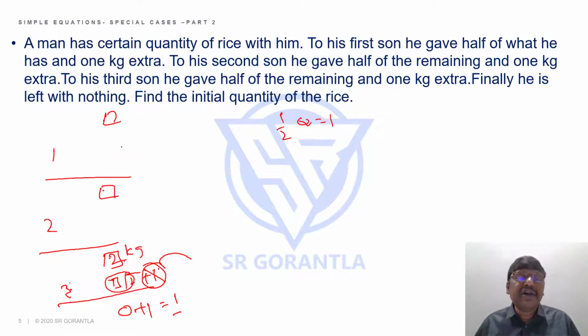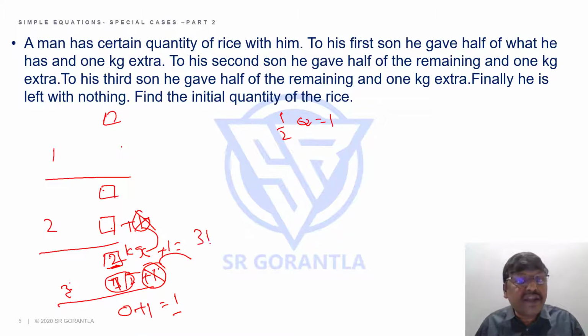If you want, you can check. 2 kilograms means half will be 1 kilogram. He is left with 1, but he is giving 1 kilogram extra. That's why he is left with nothing, right? Okay. To the second son, has he given exactly half? No, again he has given 1 kilogram extra. Because he has given 1 kilogram extra, he has only 2 kilograms. Had he not given that 1 kilogram extra to the second son, that 1 kilogram would be with the father.